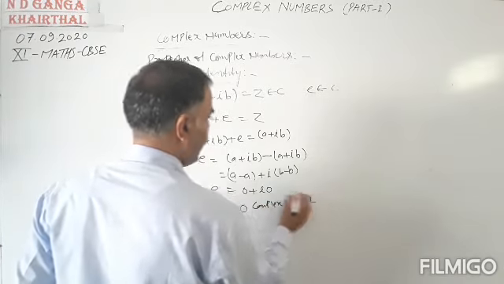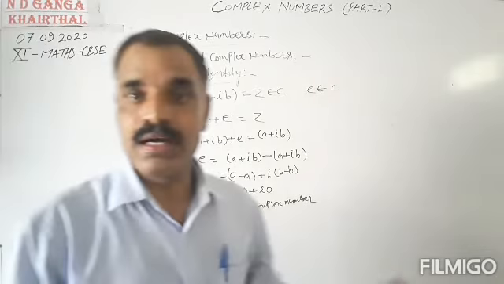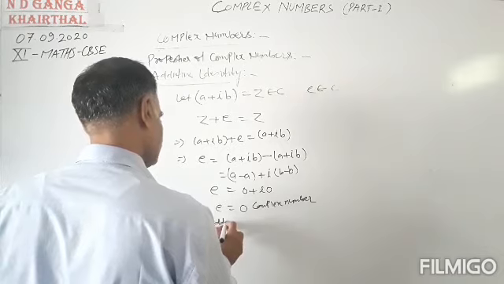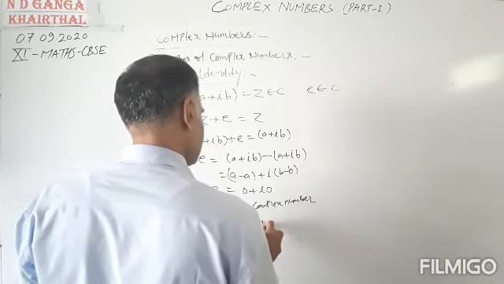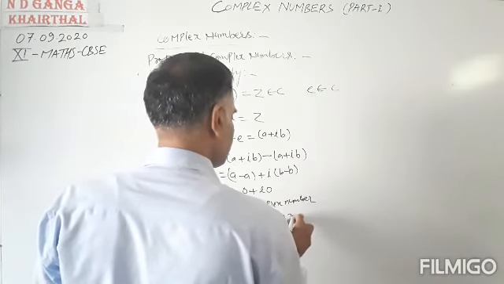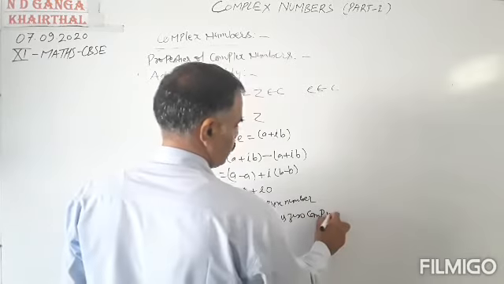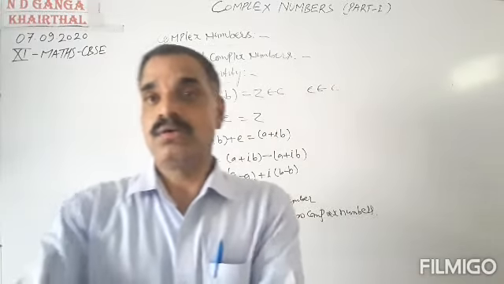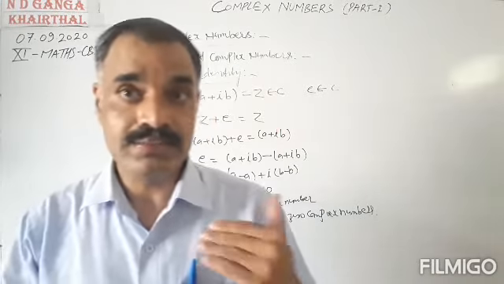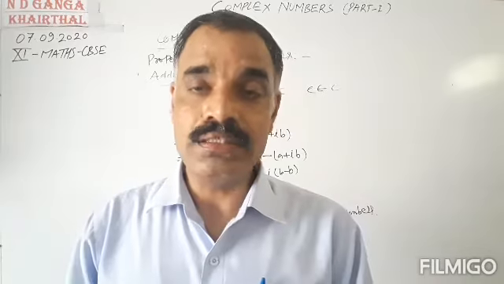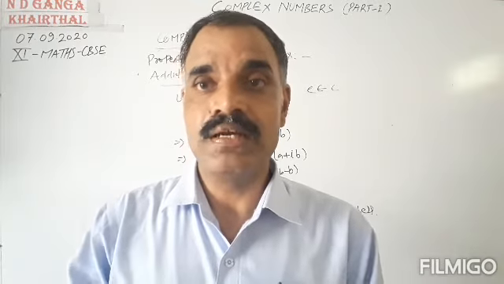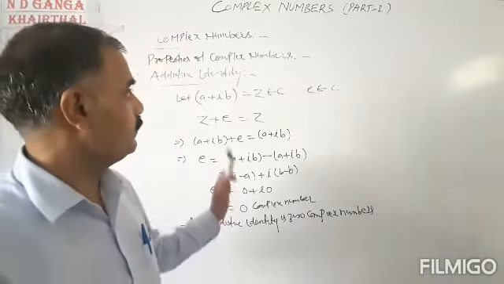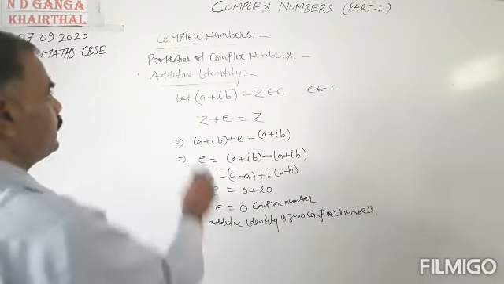So the additive identity is the 0 complex number. This is the additive identity, meaning when we add it to a complex number, we get the complex number itself. Now the next property, that is the additive inverse.